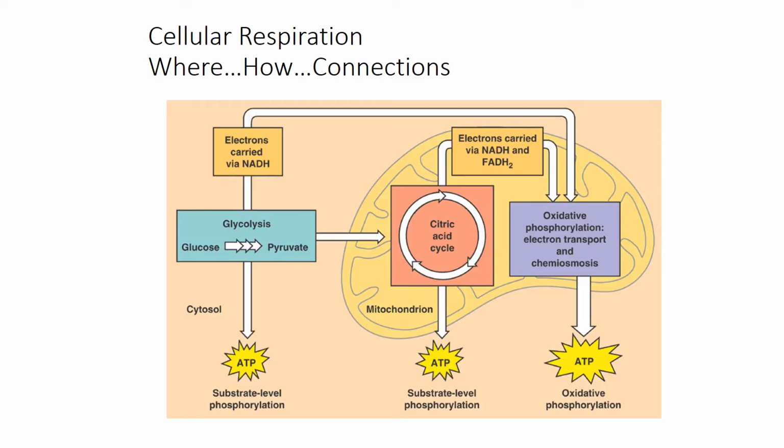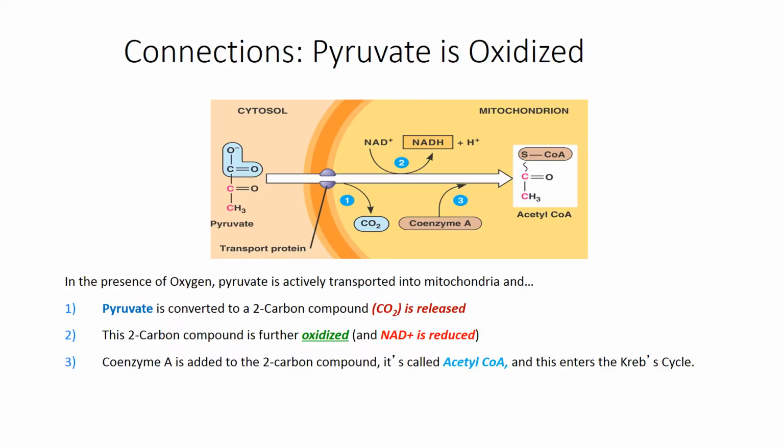Alrighty, so let's look at our big picture. Remember, we have already talked about glycolysis, and now we are going to focus on what happens after glycolysis with the pyruvate molecule. As you can see, this pyruvate molecule is going to be going into the mitochondria, and that will only happen if oxygen is present.